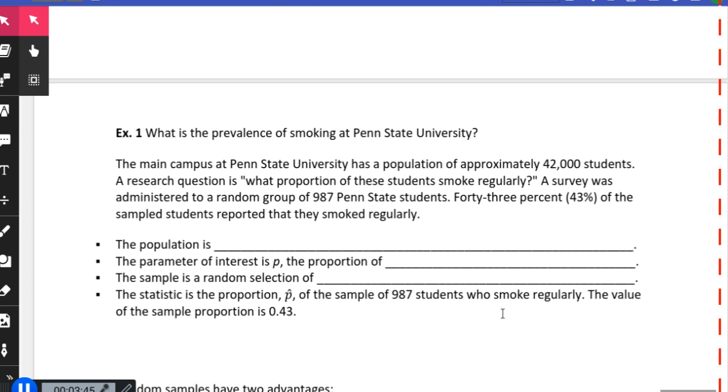So that's our unknown. So there's not a number for each of these 4 things. Population, we know it's 42,000 students. The parameter is what we don't know, what proportion of them smoke. The sample was 987 students. And the statistic is the percentage that you get from that, the 43% of the 987.